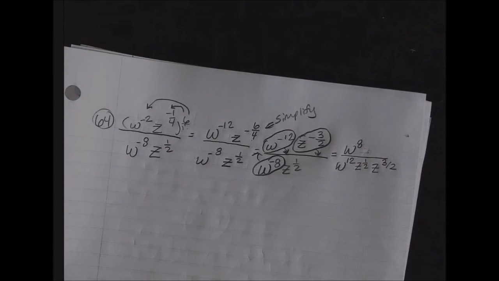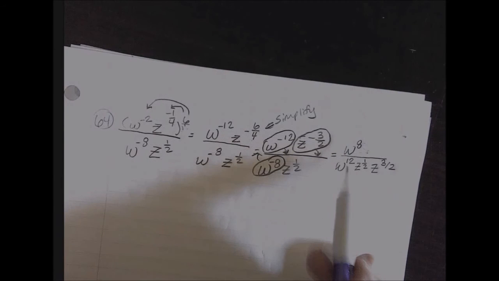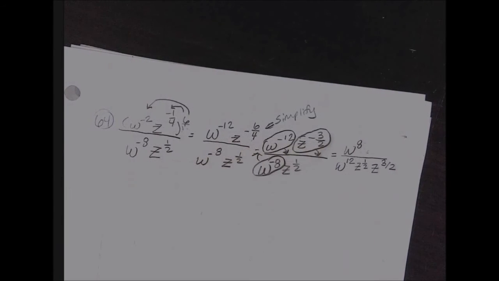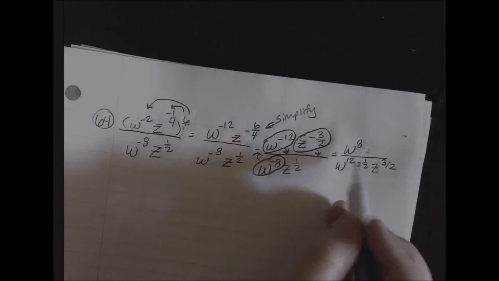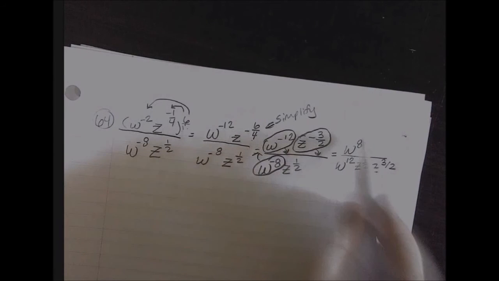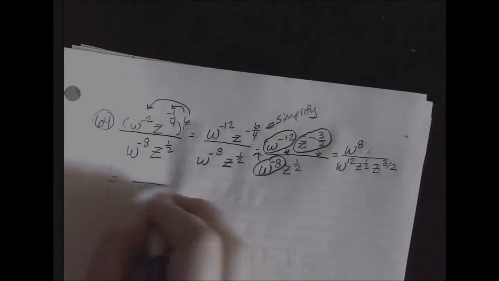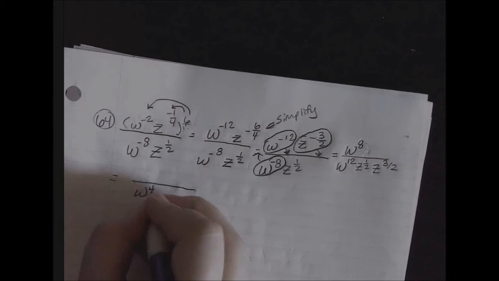So when you divide your bases, you subtract your exponents. So 12 minus 8 gives me 4, but that answer is going to go in my denominator. The reason it's going to go in my denominator is because there are more w's in the denominator than in my numerator. So I'm going to come over here because I'm out of room, and I'm going to have a w to the 4th in my denominator.